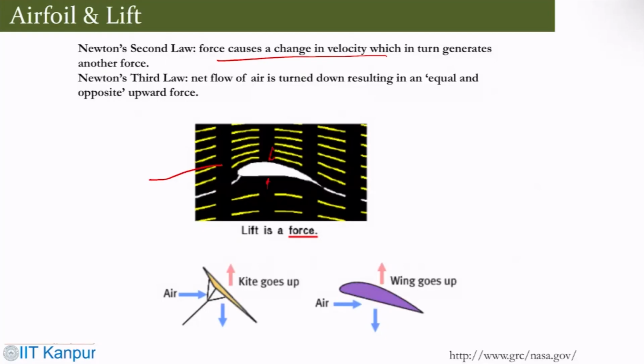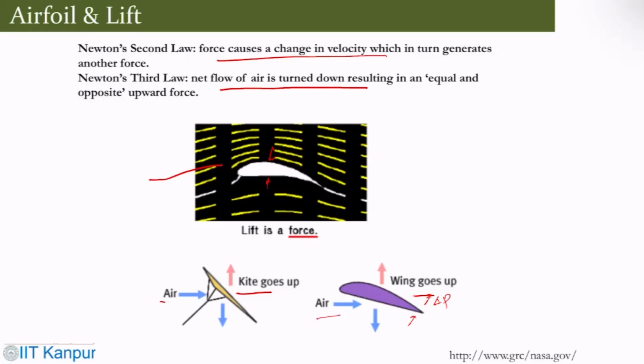So if you see this air coming and this is the kite, the resultant force allows the kite to go up. The same thing happens with the wing. There is air coming, the wing has this pressure difference, and this generates lift while the air is deflected downward.